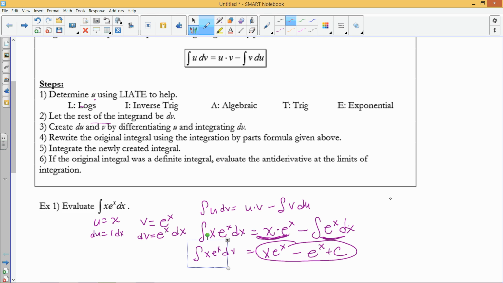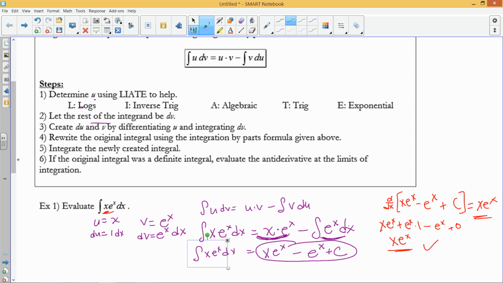So if we were going to check this, I would say, all right, if this is actually the antiderivative, then the derivative of x e to the x minus e to the x plus c should be the integrand, that original x e to the x from over here. So let's try it. The derivative of x e to the x is a product rule. The first times the derivative of the second, plus the second times the derivative of the first. The derivative of e to the x is e to the x, and the derivative of plus c is 0. x e to the x plus e to the x minus e to the x plus 0. Hey, that's what I needed. So it works. There is your antiderivative.